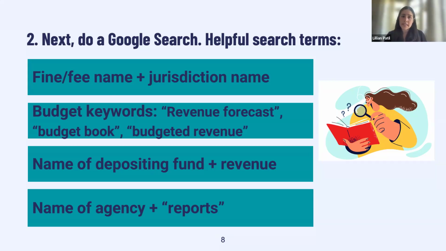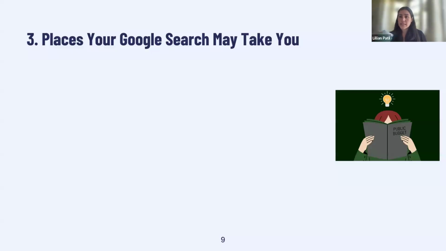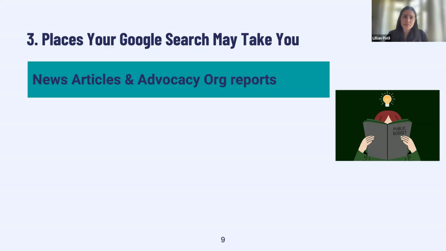So as you're doing these search terms, you may see a number of different types of documents come up. I'm just going to go over some of the most common ones and talk about how each one might be useful to your search, again, filling in this revenue path story.